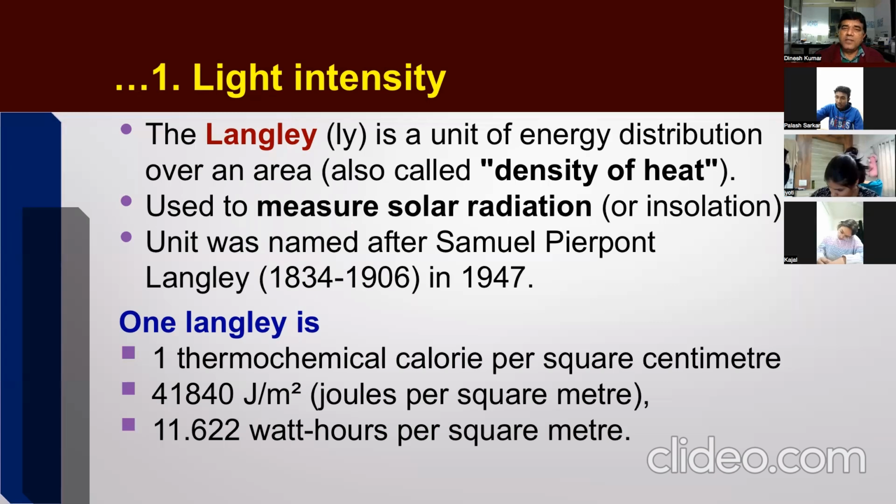You know, area is it 1 meter square, 1 centimeter square, 10 centimeter square? So how much is the energy reaching that surface? So it is also called the density of heat. Density of heat through light. Used to measure solar radiation or incoming solar radiation. The unit was named after Samuel Pierpont. So it was the scientist.